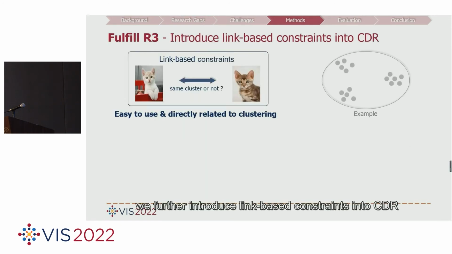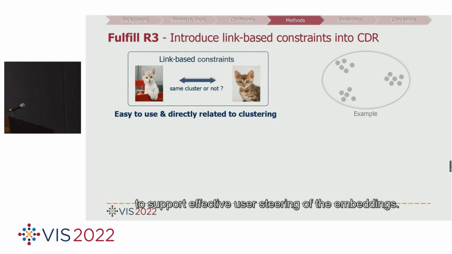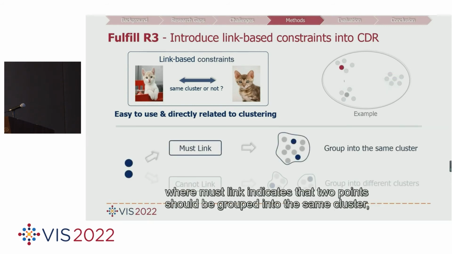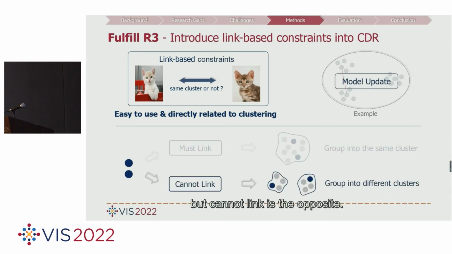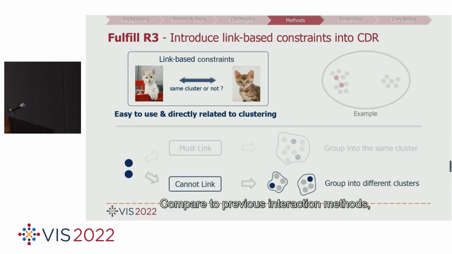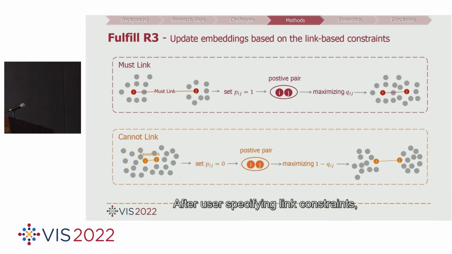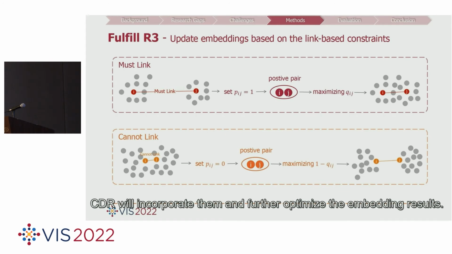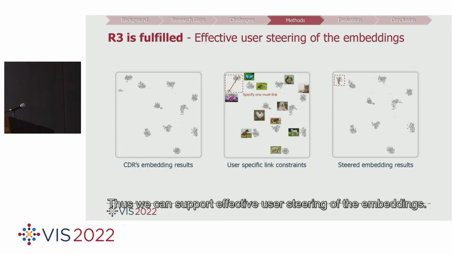Next, we further introduce link-based constraints into CDR to support effective user steering of the embeddings. Link constraints are widely used in interactive clustering, where a must link indicates that two points should be grouped into the same cluster, but a cannot link is the opposite. Compared to previous interaction methods, it is convenient to leverage the user's instance-level knowledge and is directly related to clustering. After users specify link constraints, CDR will incorporate them and further optimize the embedding results. Thus, we can support effective user steering of the embeddings.